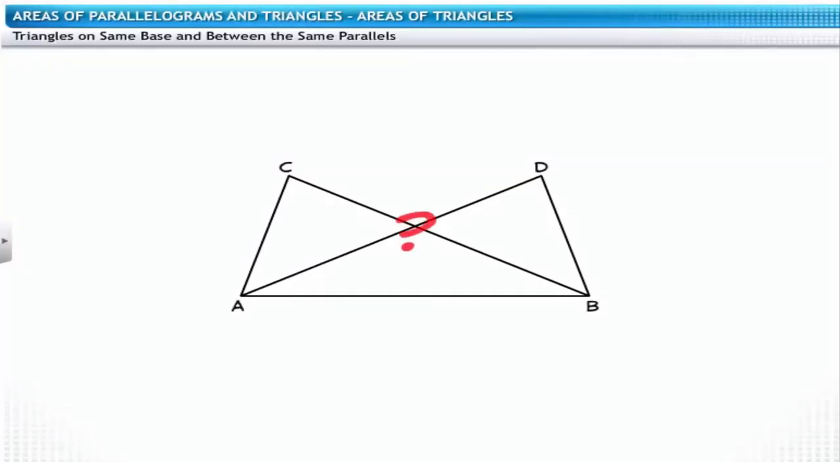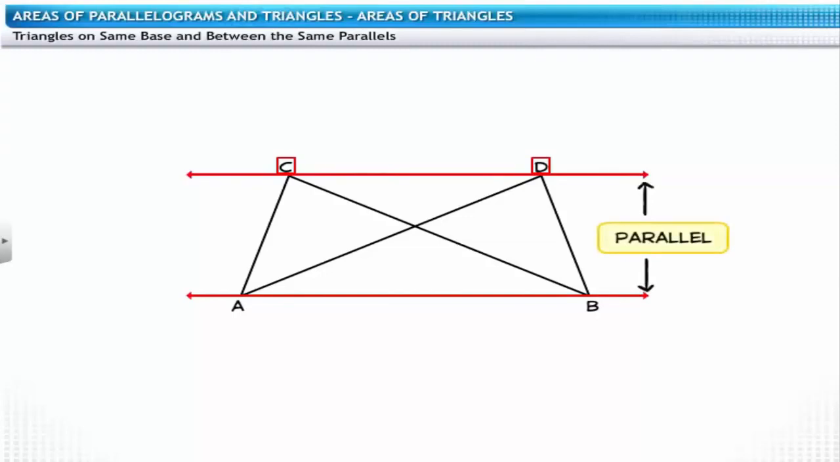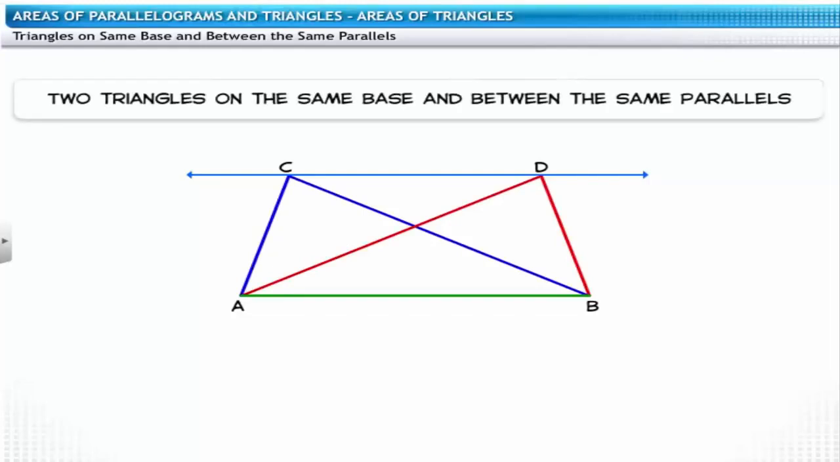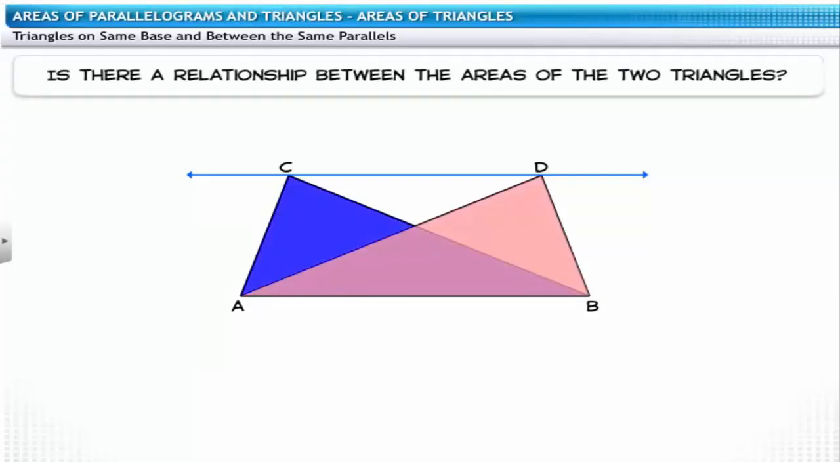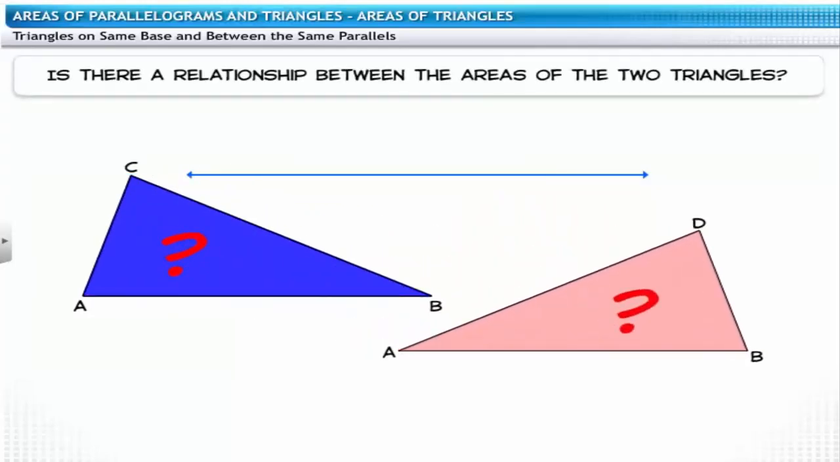Hello, what do we have here? Two triangles on a common base. What else is common? The vertices opposite to the base lie on a line that is parallel to the base. So, the figure formed has two triangles on the same base and between the same parallels. What can we say about the areas of these two triangles? Is there a relationship between the areas of these two triangles?